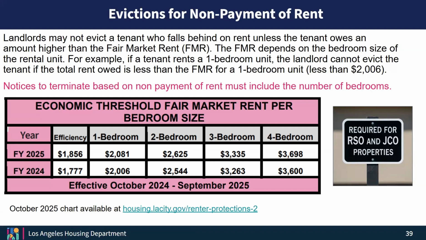So there's the graph for economic threshold, fair market rent per bedroom size. Required for RSO and JCO properties. The charts are available at housing.lacity.gov, renter protections. They will also be on the renter's protection sheets that should be posted on your property. Next slide.